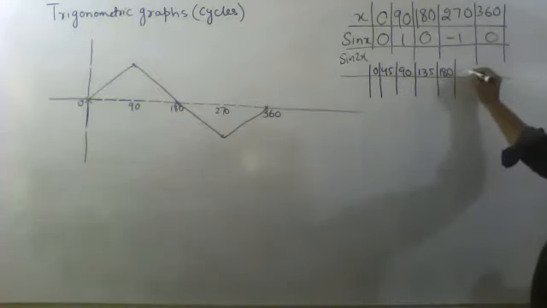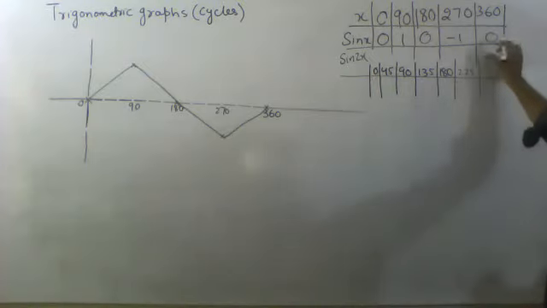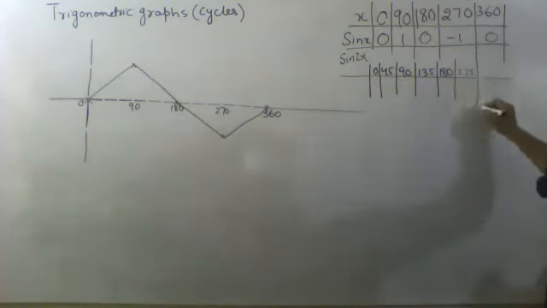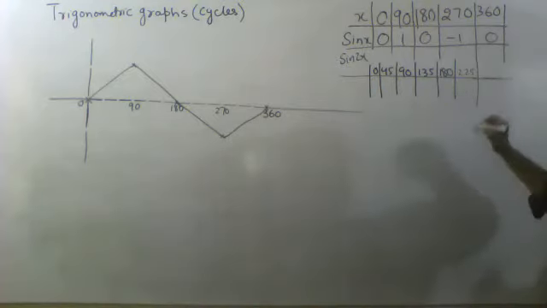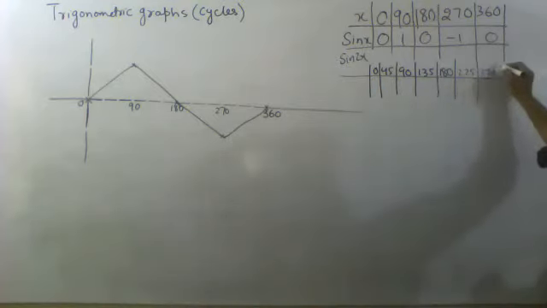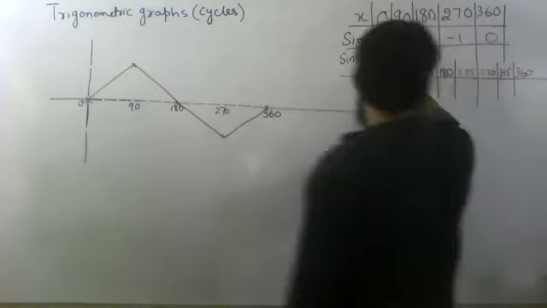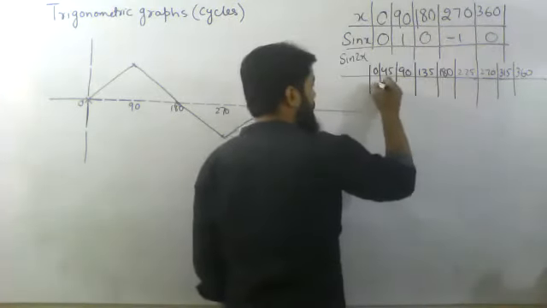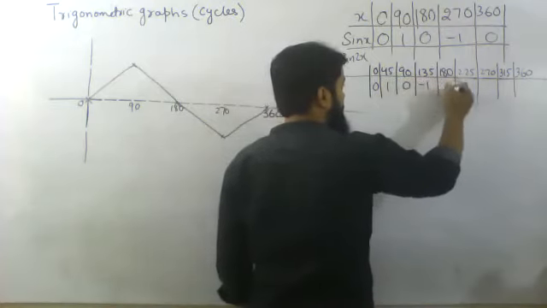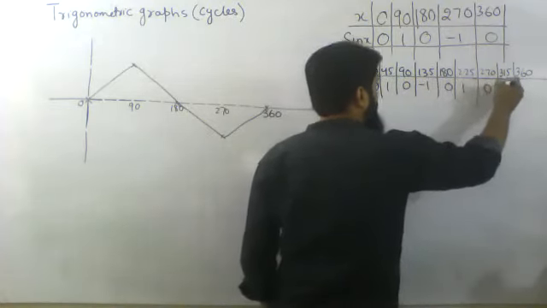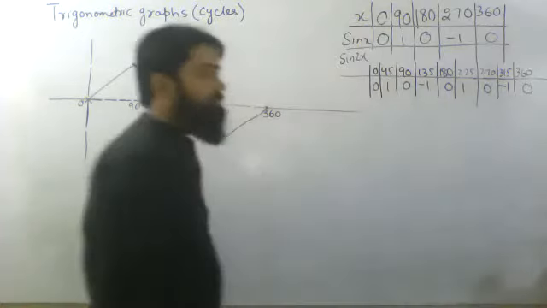So after 180, it will become 225. After 225, it will become 270. After 270, it will become 315. And after 315, it will become 360. Okay? These values will remain same. 0, 1, 0, minus 1, 0, 1, 0, minus 1, 0.